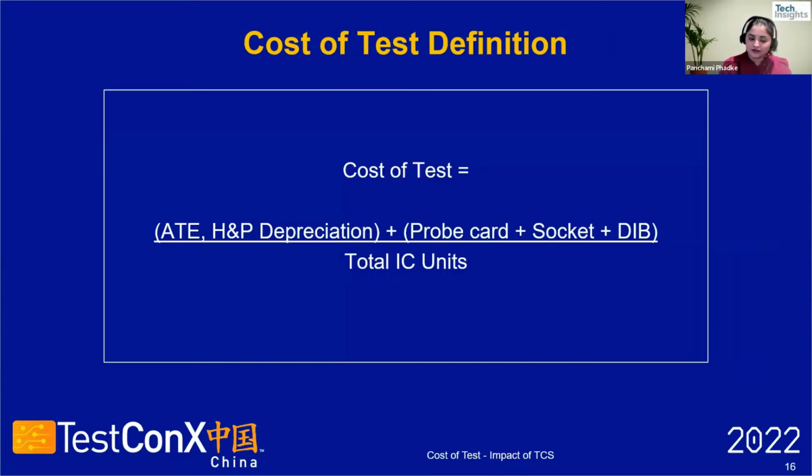This is the equation that I used to calculate the cost of test. So we calculate the depreciation of ATE and handler prober total, and then add it to the total revenue of probe cards, sockets, and interface boards. When we then divide this whole sum by the total number of IC units, we get the cost of test.